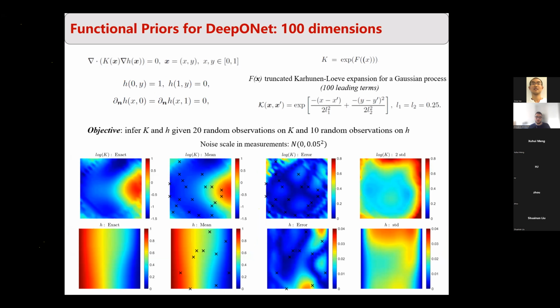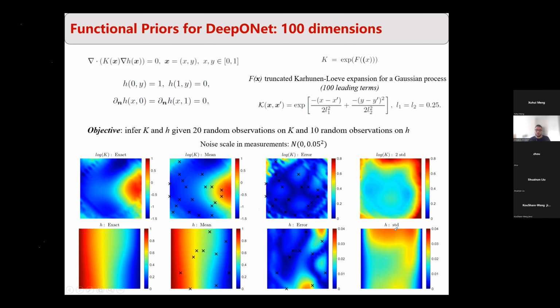After we learn the functional prior for the permeability field and also the pressure field, if we have some new measurements for K and H, we can then use our method to quantify uncertainty based on the learned functional prior and also the given data. So that's the prediction for K and that's the prediction for H. As we can see, the error between the predicted mean and the reference solution is also bounded by our predicted uncertainty here.